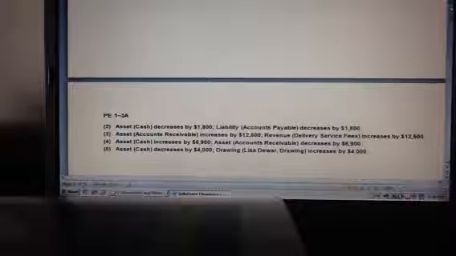Problem 1-3A. Queen's Delivery Service is owned and operated by Lisa. The following transactions were completed, and they want you to indicate the effect on the accounting equation elements by stating which ones were increased and which ones were decreased. They did number 1 for you. Number 1 said received cash from owner as additional investment, $18,000. That increased an asset, cash, by $18,000, and it increased owner's equity, Lisa Dewar's capital, by $18,000.